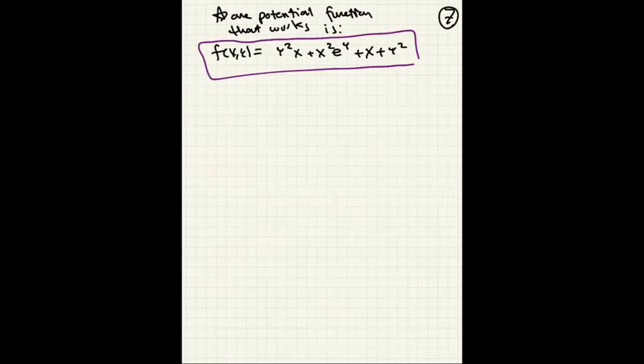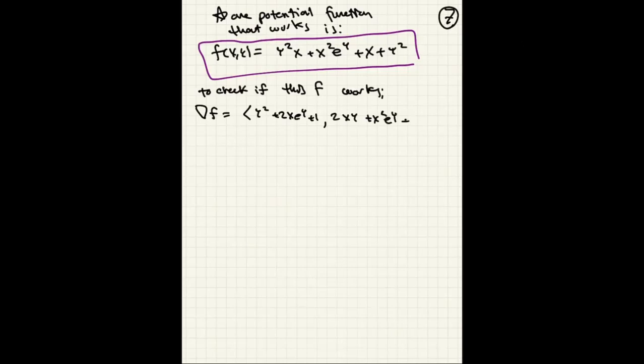I did this on my own last night by taking 2 integrals, and I kind of reverse engineered what it would have to be. But to check if your answer is right, you can always just take the gradient. So to check if this f works, you could just do the gradient of f and see if you get the original vector field. So let's just check really quickly. You get y squared plus 2x e to the y plus 1 comma 2xy plus x squared e to the y plus 2y, and I believe that's exactly what the book gives us. So yes, this equals v.